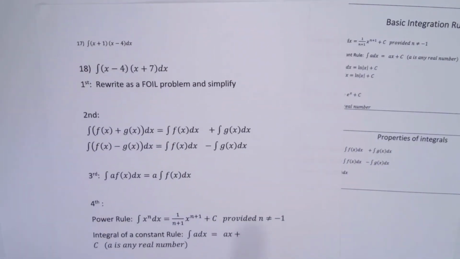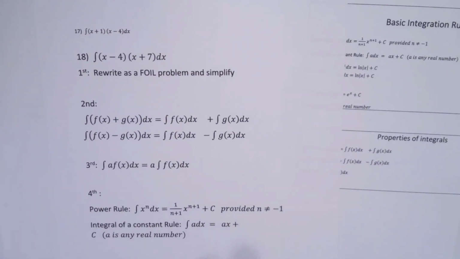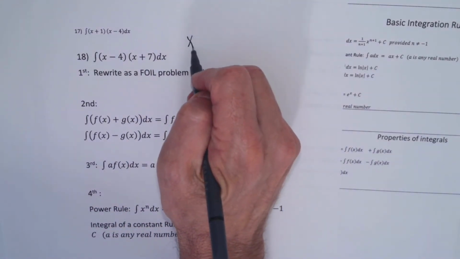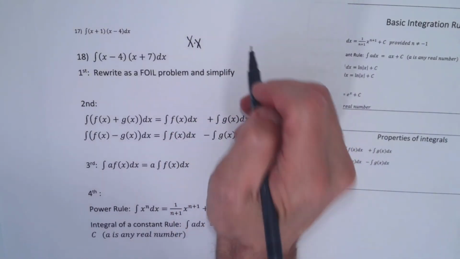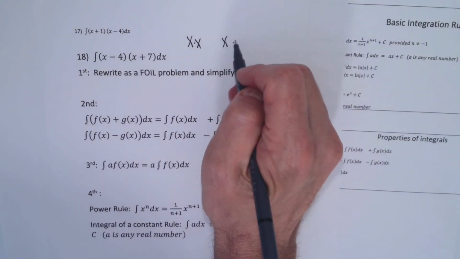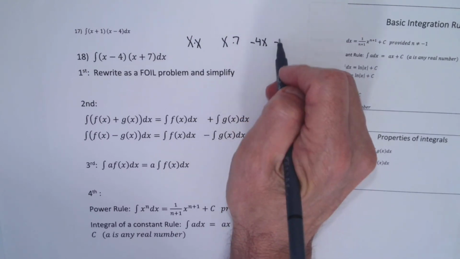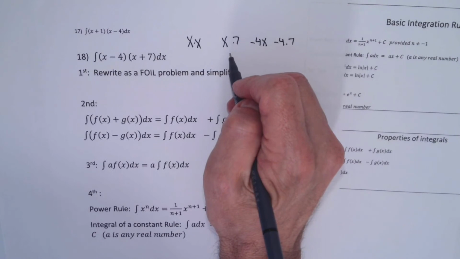Same deal for 18. I can't integrate that the way it's written, so I need to get rid of the parentheses. It's another foiling problem, a more obvious foiling problem. The foiling part of 18 would be doing x times x, x times 7, minus 4 times x, and minus 4 times 7.